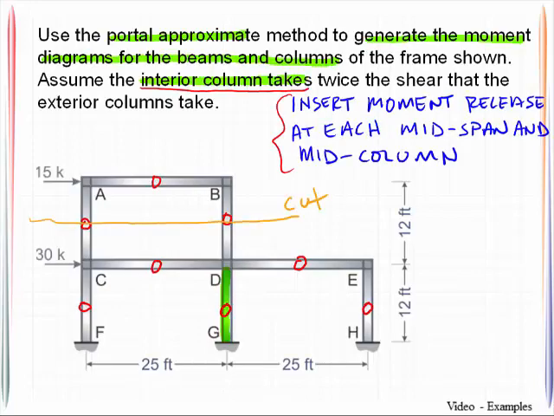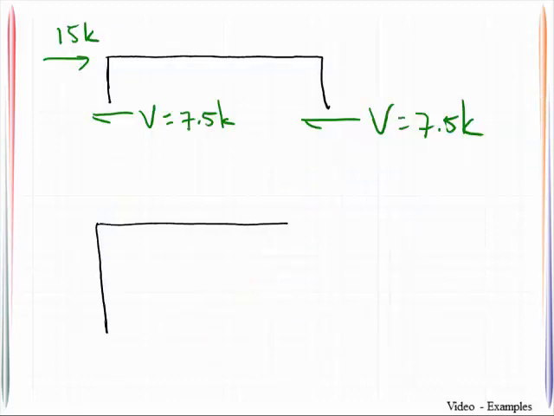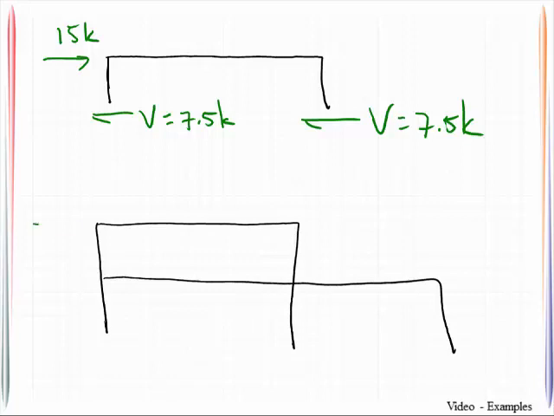However, what can be a little bit confusing is when we get to the next level down. So let's envision that we have a cut here. Let's go ahead and sketch the free body diagram for that. Looks something like this. 15 kips, 30 kips, and we are now being asked to solve for what these shears are, remembering that the center column must take twice the amount of shear as the exterior columns.